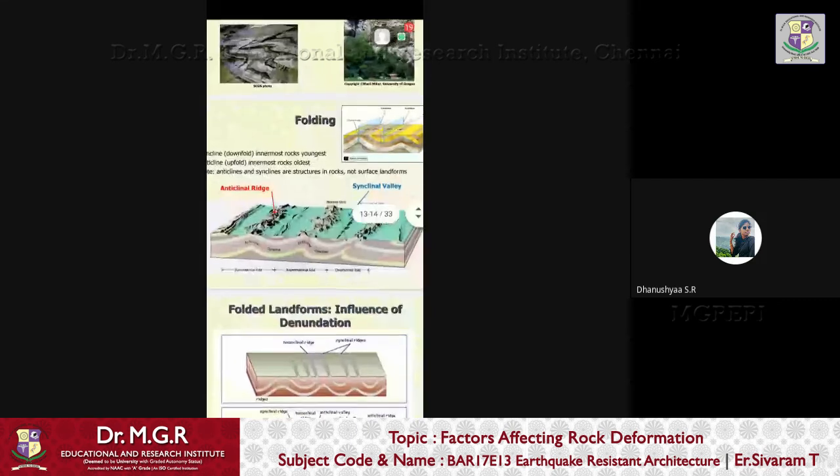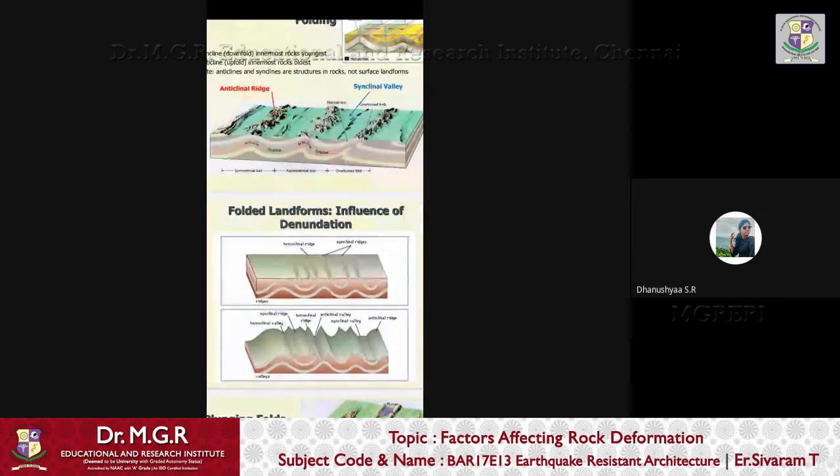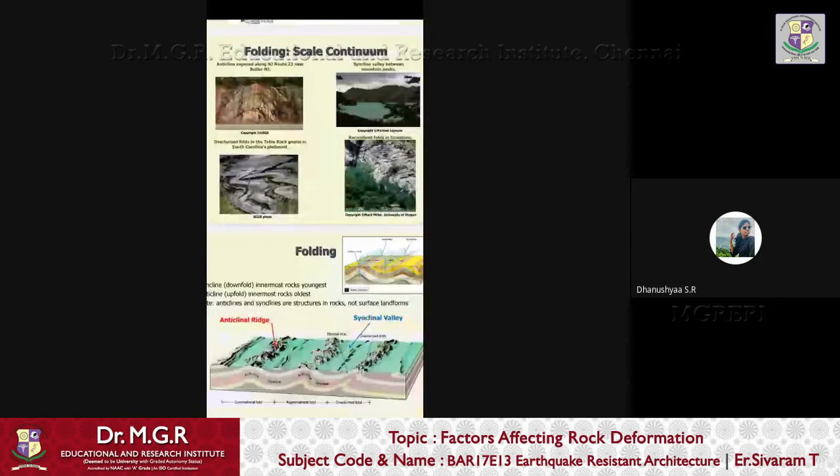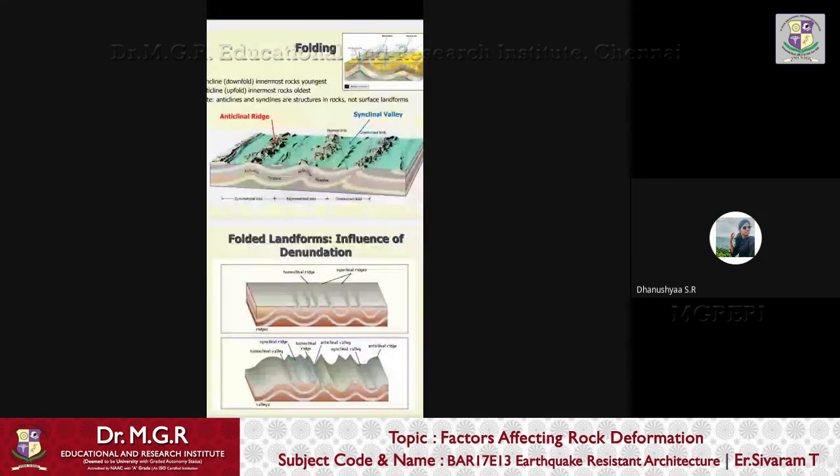Next we are going to see different types of folds. As you can see in this picture, there are three types: symmetric fold, asymmetric fold, and overturned fold. Overturned fold we already discussed, I showed you in the image. Now, symmetrical fold. Any idea what is the meaning of symmetric? Which can be split uniformly, or with any deformations.